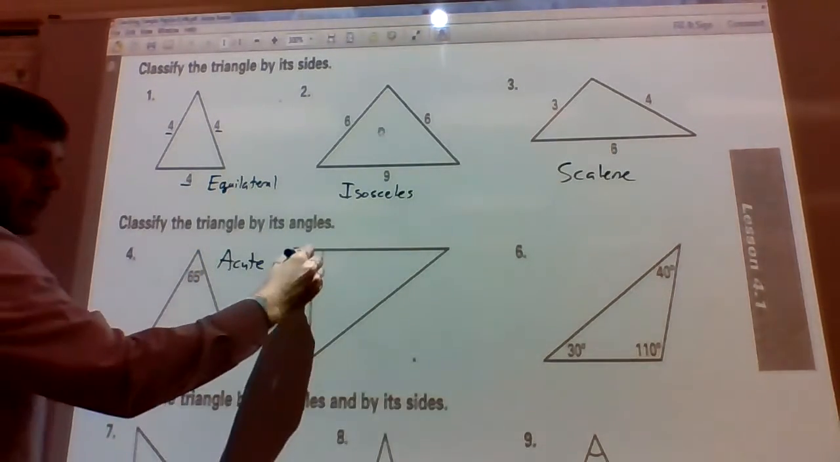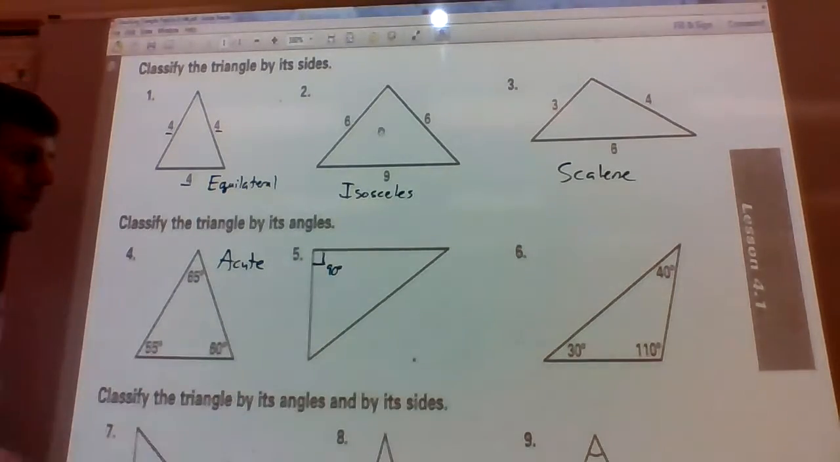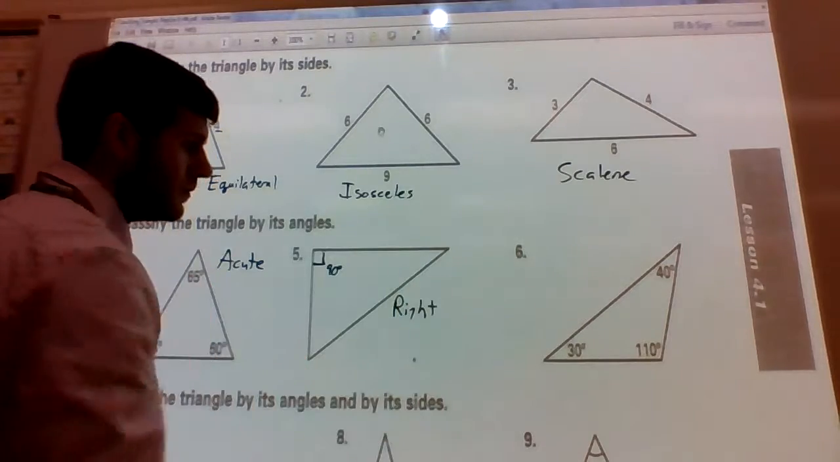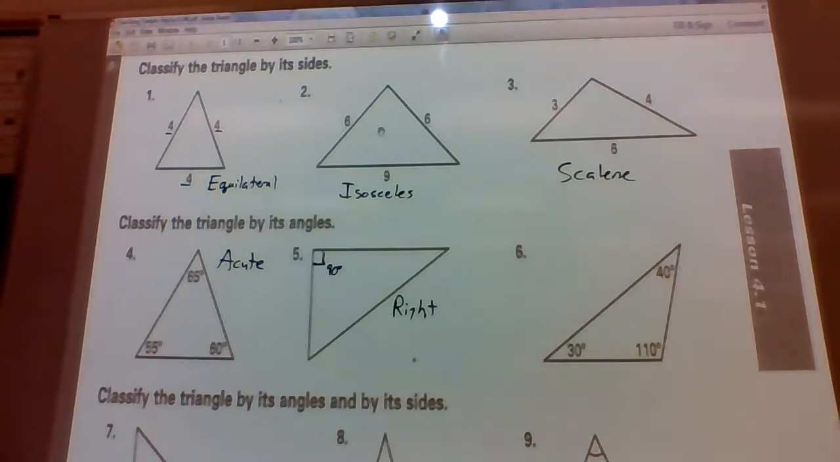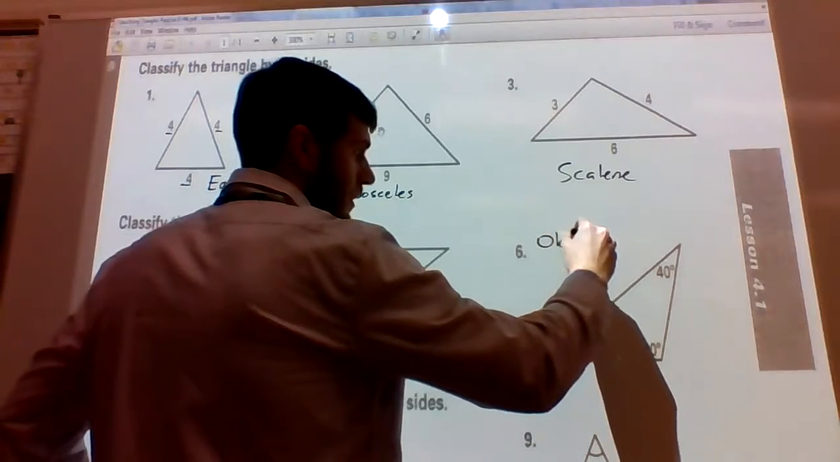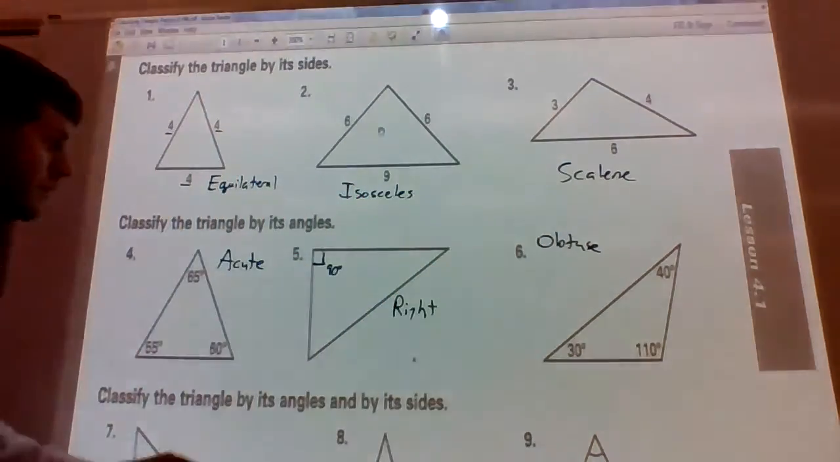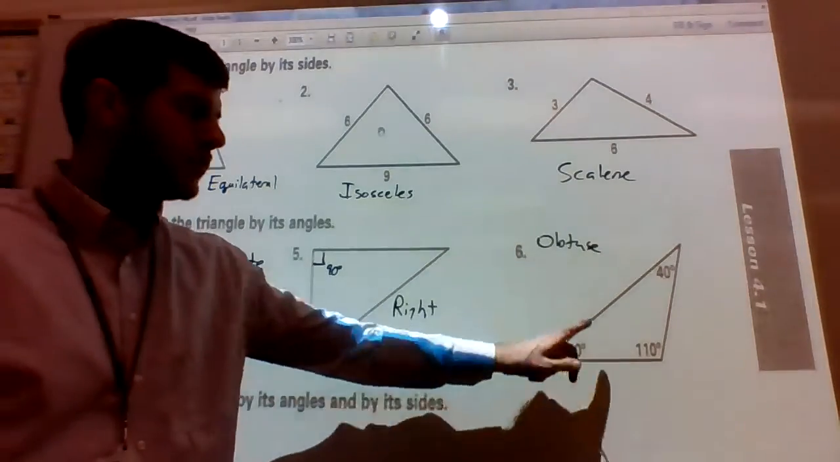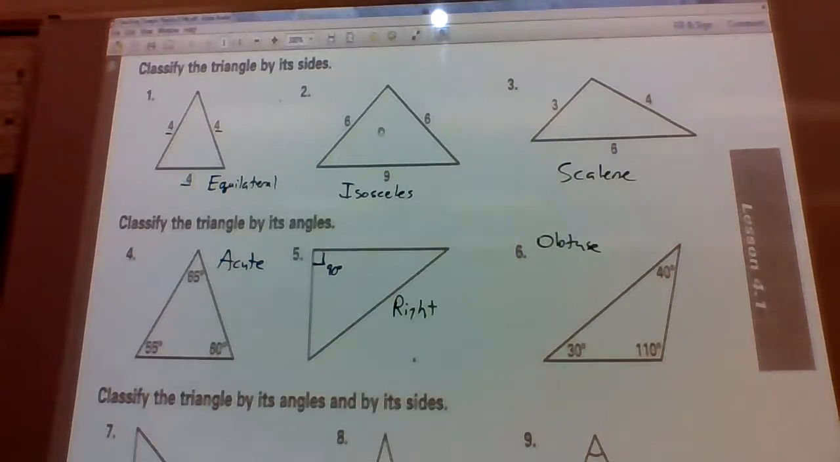Number 5, we have a right angle, so we have a 90-degree angle. Since we have a 90-degree angle, this is a right triangle. Okay. Number 6, we have an angle 110 degrees. That means it is greater than 90. So this is going to be an obtuse triangle. Okay, so an acute triangle, all 3 angles less than 90. Right triangle has a 90-degree angle, and an obtuse triangle has one angle greater than 90 degrees.